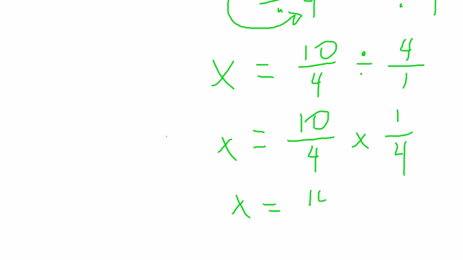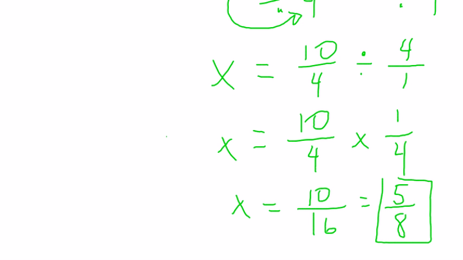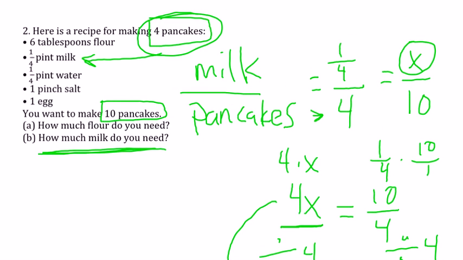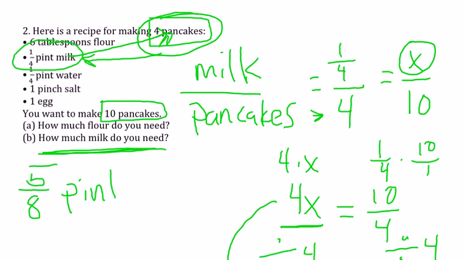10 times 1 is 10. 4 times 4 is 16. We should probably reduce this to say 5/8. So there is our answer. Now, what is 5/8 in? Let's swing back up here. We could say 5/8. That's really in pints. So if it took 1/4 of a pint to make 4 pancakes, it will take 5/8 of a pint to make 10.